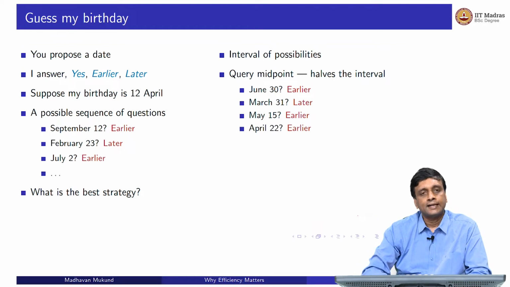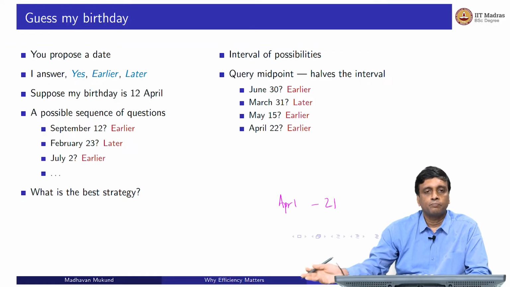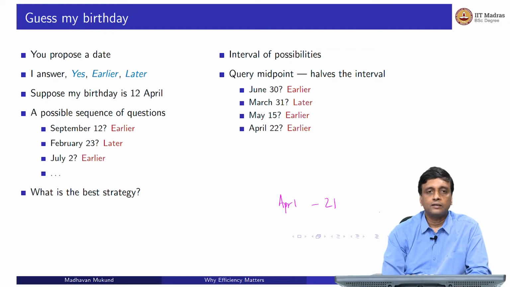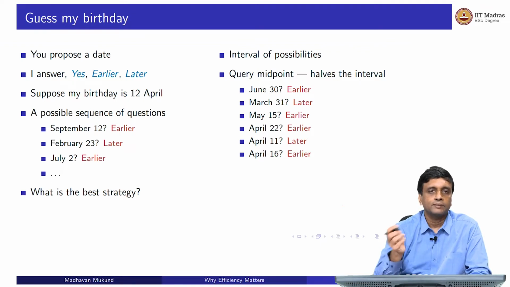Now if you ask April 22nd, I say it's earlier, so now my range has come to April 1 to 21, because it is before April 22 and it is after March 31. So this is a 21 day range, so I might ask 10 to 11 days into this range. So maybe I ask April 11th. So now it says later, so now it is April 12th to 21. This is my range, right? So I take the midpoint of this, right? So I may ask 16th. Okay, it is either 16th or 17th. I mean, the midpoint sometimes could be one of two values. So I ask 16th. It's earlier, so now it is between 12th and 15th.